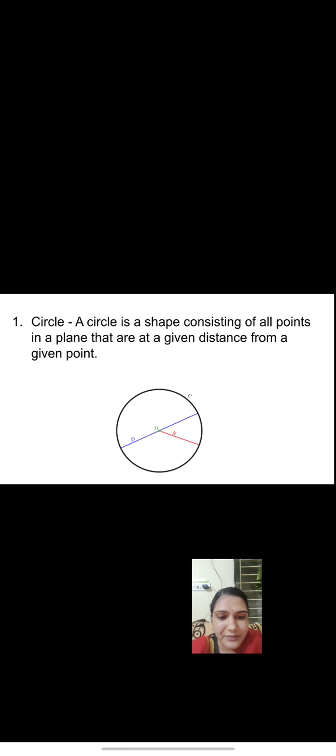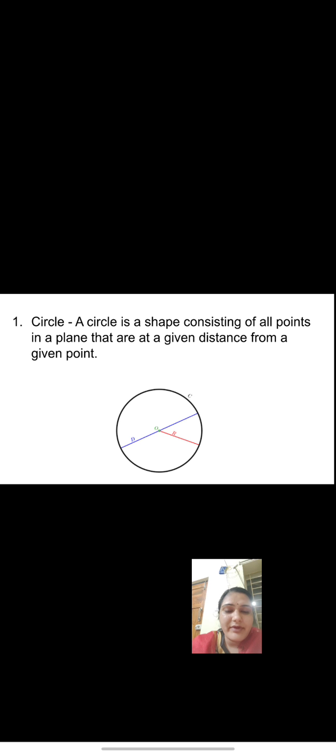First one is the definition of a circle. A circle is a shape consisting of all points in a plane that are at a given distance from a given point. Here it is given that in a plane means circle is a two-dimensional shape, and a given distance and given point. Given distance, you can see in this diagram the line segment that is in orange color. This is known as a fixed distance, and a given point is point O.